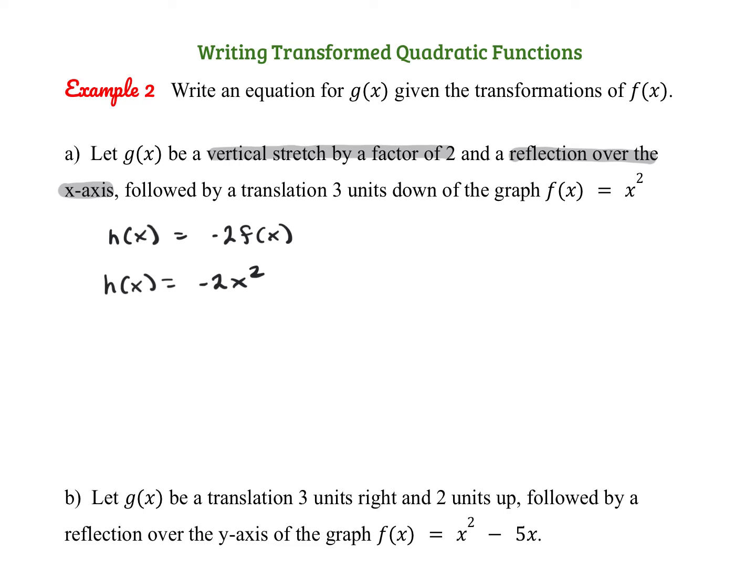But then it says followed by, so I'm going to do that as a second step. And this one we're going to do the translation 3 units down. So we're actually going to transform h of x now. So g of x, and again, this is a vertical change because it's 3 units down. So it's going to be done to the outside of our function. So it's going to be h of x minus 3. So I'm essentially going to take h of x, which is negative 2x squared, and I'm going to subtract 3.